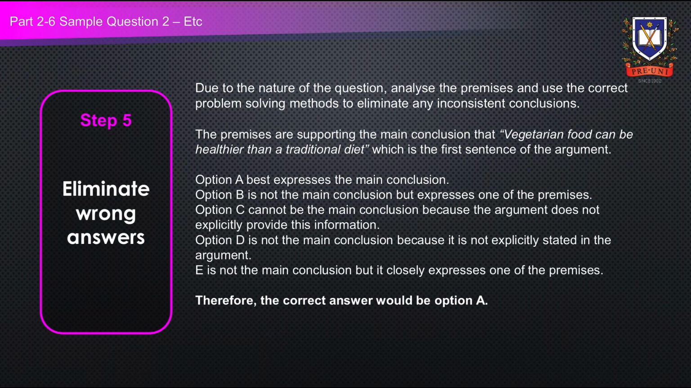Option A best expresses the main conclusion. Option B is not the main conclusion, but expresses one of the premises. Option C cannot be the main conclusion because the argument does not explicitly provide this information. Option D is not the main conclusion because it is not explicitly stated in the argument. Option E is not the main conclusion, but it closely expresses one of the premises. Therefore, the correct answer would be option A.